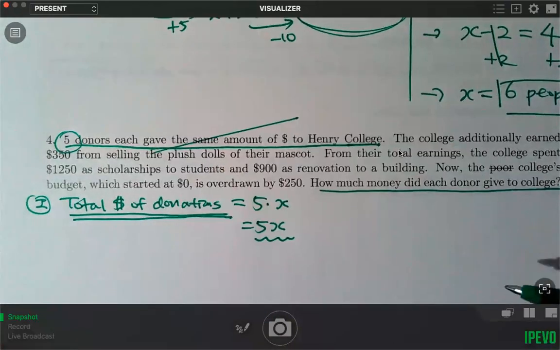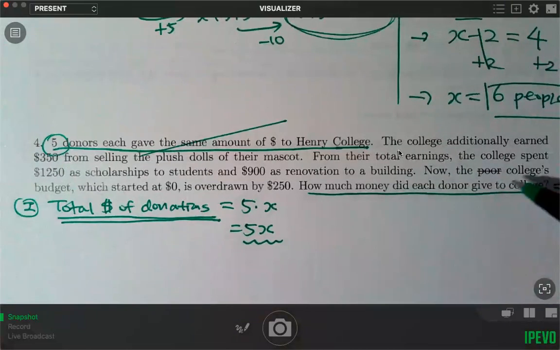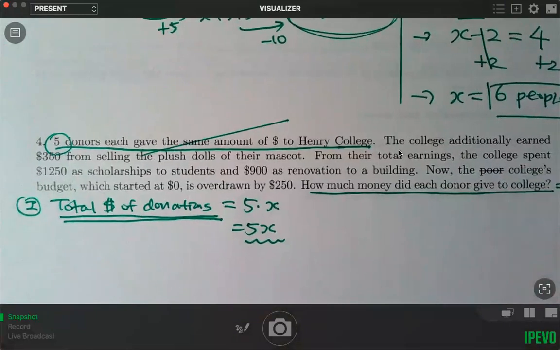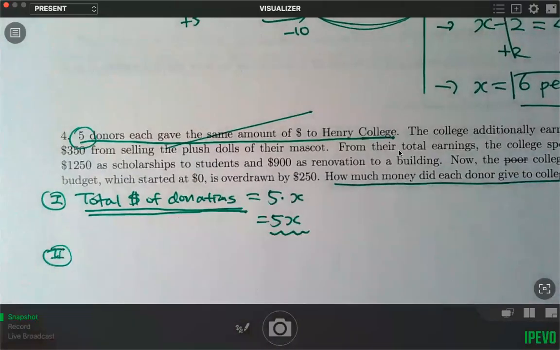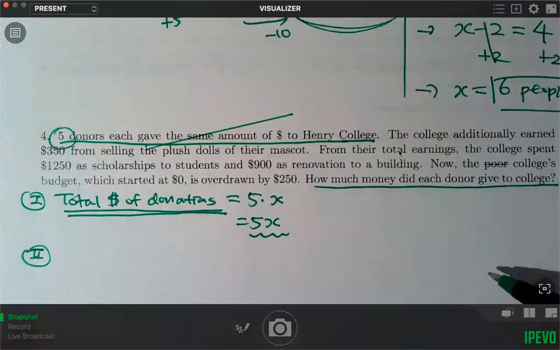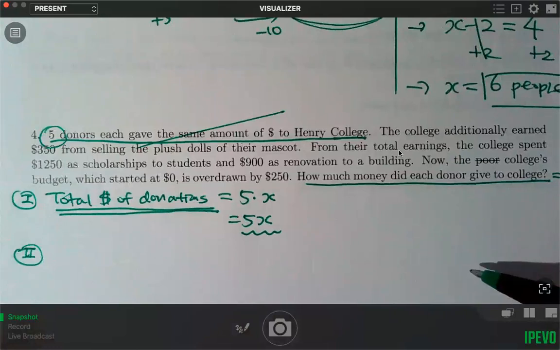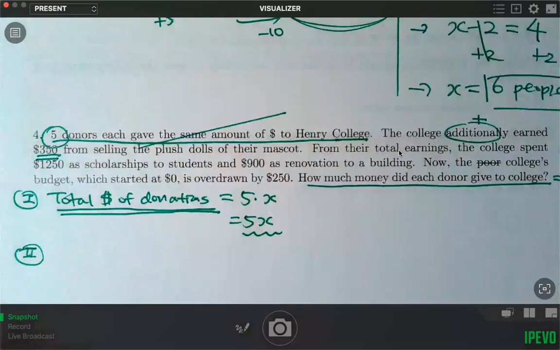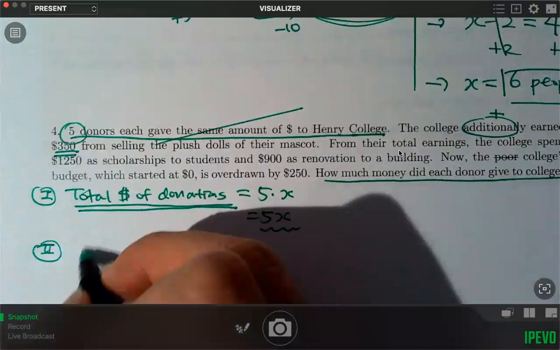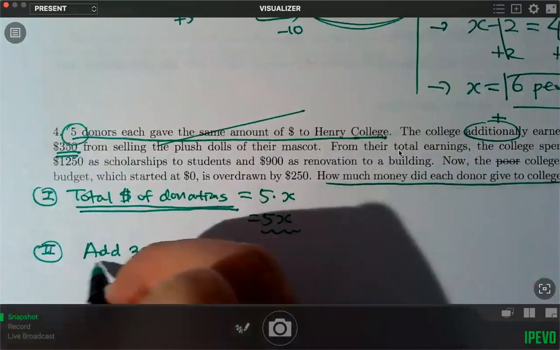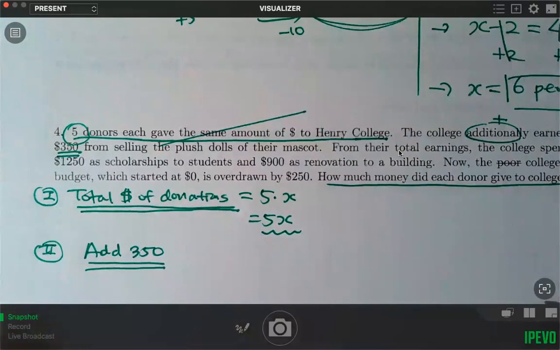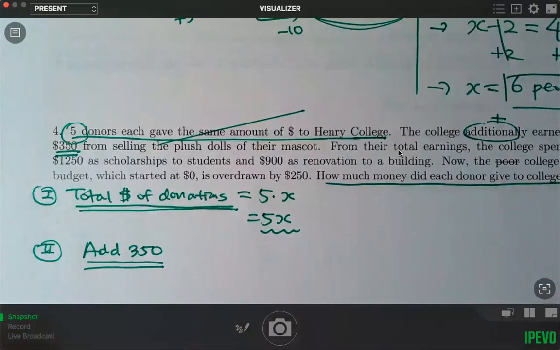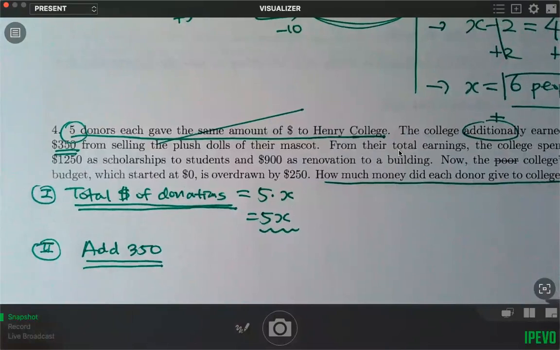So now go to the second sentence. The college additionally earned $350 by selling their mascot. What does that mean? The second sentence. Plus 350, right? Because here additionally means addition. Okay, and they earned 350, so you add 350. To where? To X? No, add 350 to where?